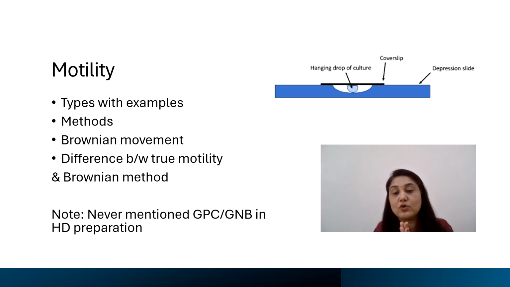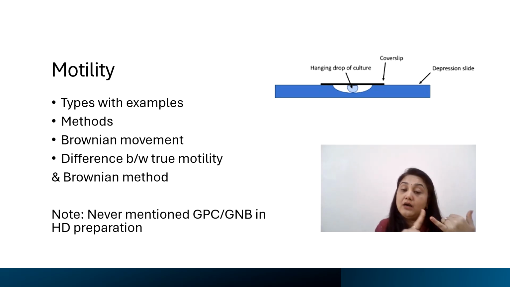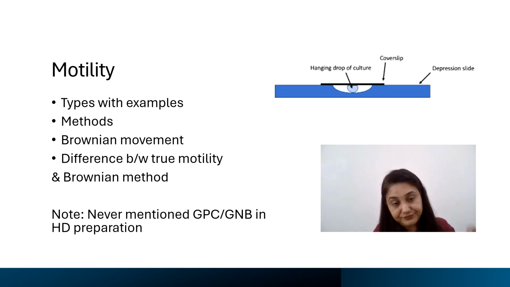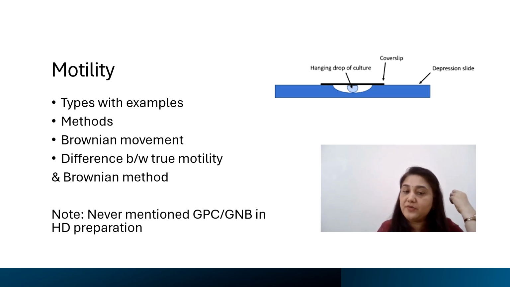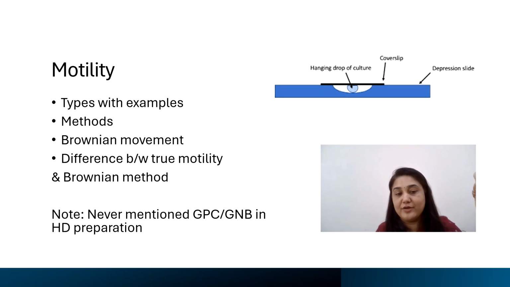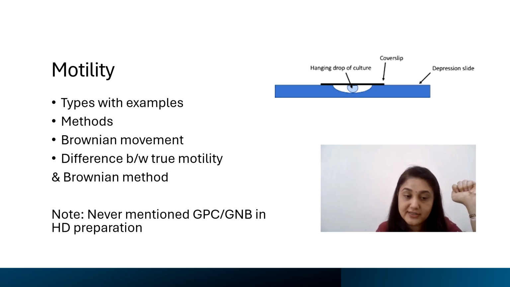Methods. In the methods also, don't stick with the wet mount or the hanging drop. There are around 7 to 8 methods that can be used for the demonstration of motility. That can be the serological method or a stain related method. One very frequently asked question is the difference between true motility and Brownian movement.